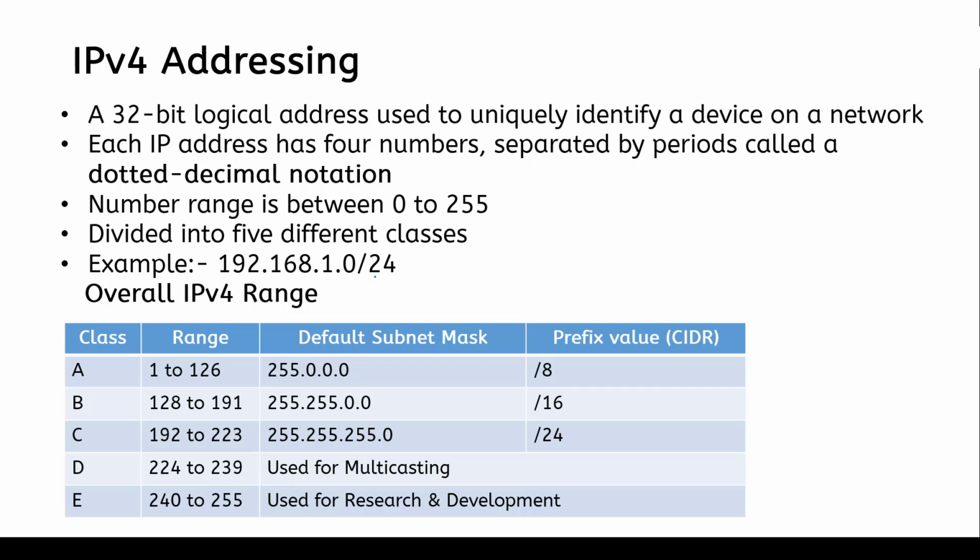The class D IP address range starts from 224 to 239. The class D address is used for multicasting. We have already discussed that the class D address is not assignable to hosts. The class E address range starts from 240 to 255. This is basically used for research and development. This is also not assignable to the hosts in a network. So only the IP addresses of class A, B and C are assignable to hosts.